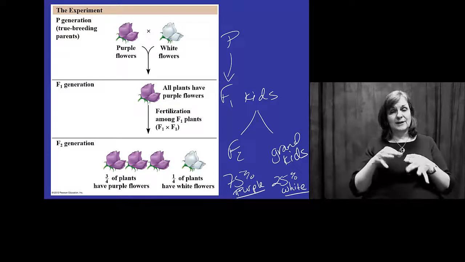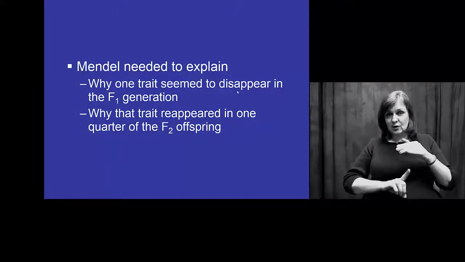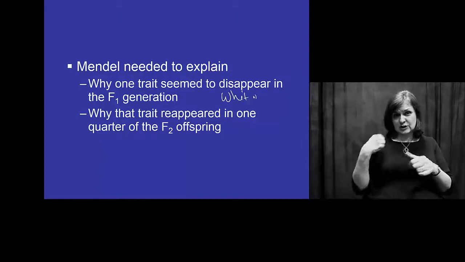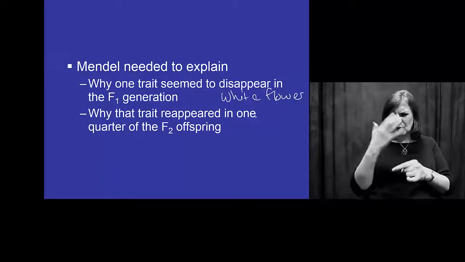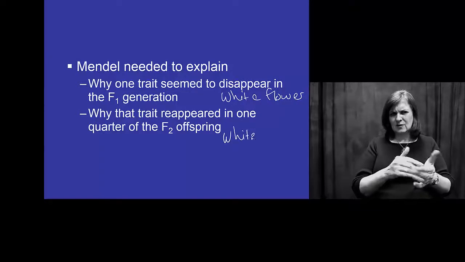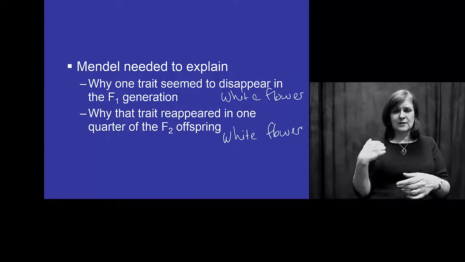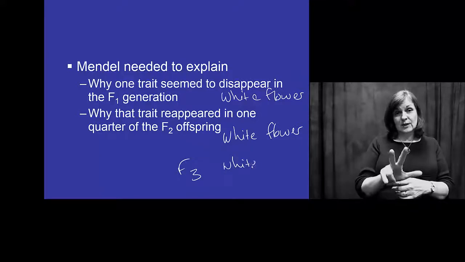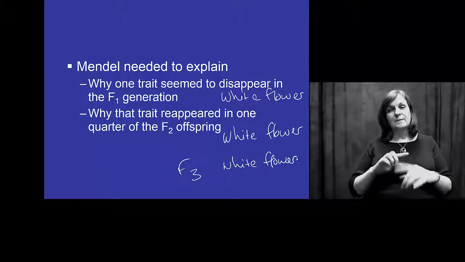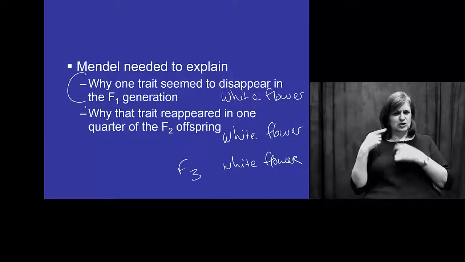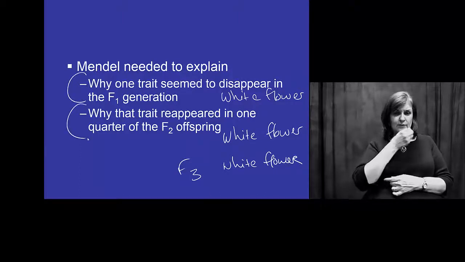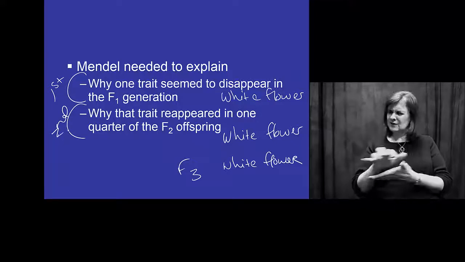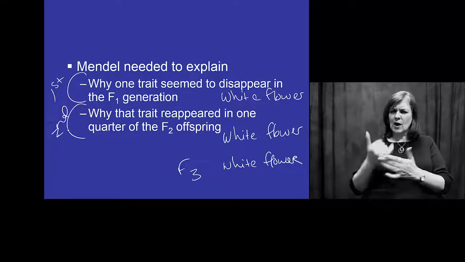So he had to explain this disappearance of traits. So in the case I just showed you, the disappearance of the white flower, and then why the white flower returns again in the F2 generation. And we'll see it again in F3. The white flower will be present in F3, okay, and so on and so forth. But it's this disappearance from the first generation and reappearance in the second generation that really throws everything for a loop for Mendel, and he's got to figure out what's going on.